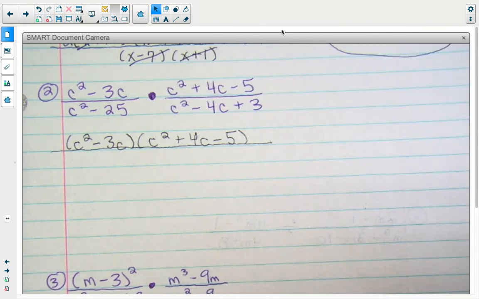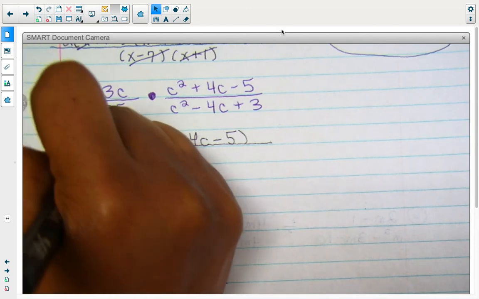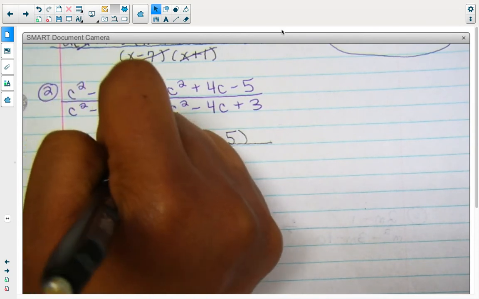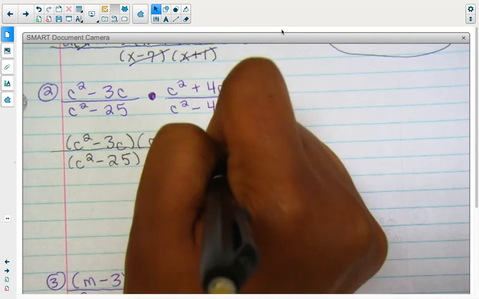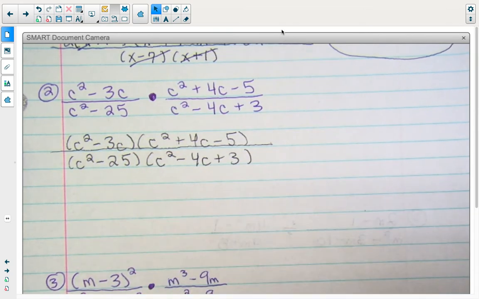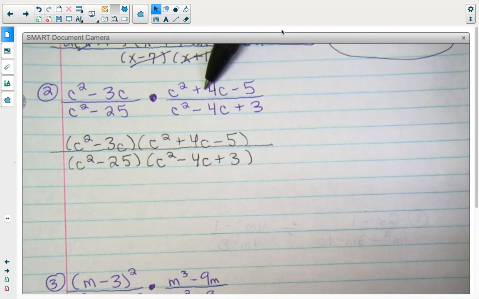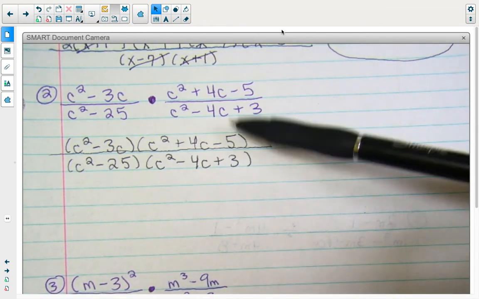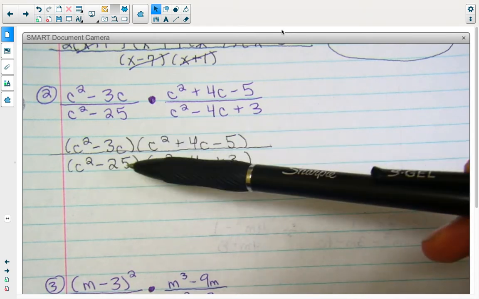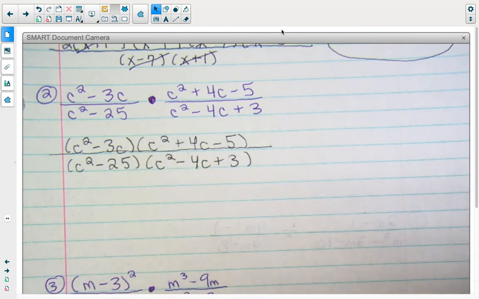And I'm going to do the same thing on the bottom. C squared minus 25 and c squared minus 4c plus 3. For right now, we just did top times top and bottom times bottom. The more of these we do, you won't have to put this one step here. I'm just doing it so that you know when you multiply fractions, you do top times top and bottom times bottom. Now we're going to factor.